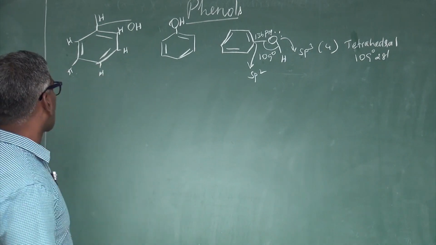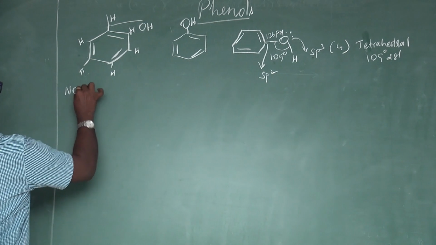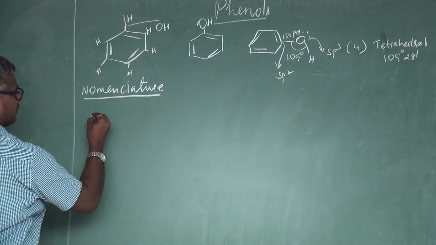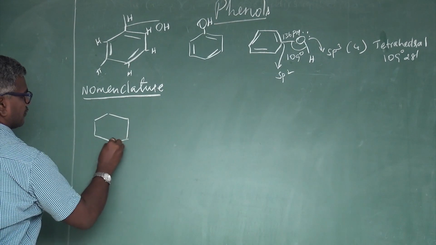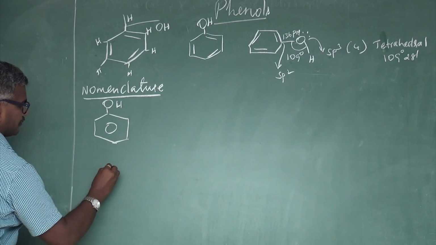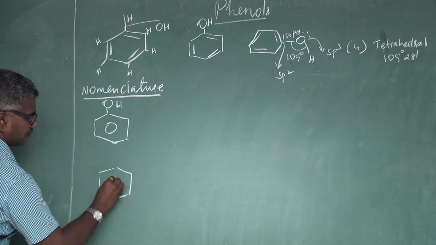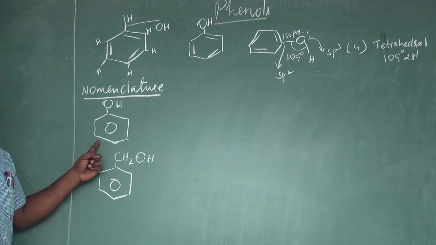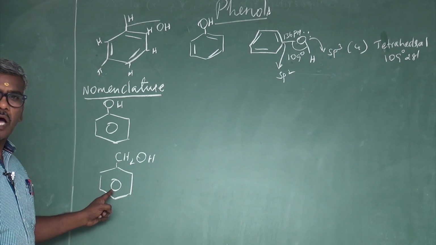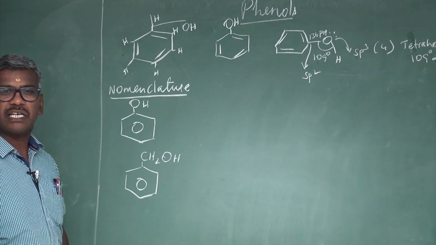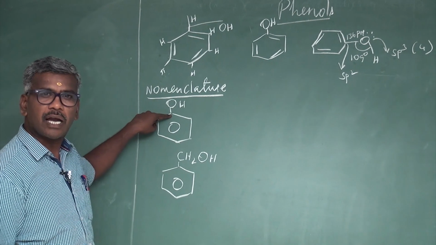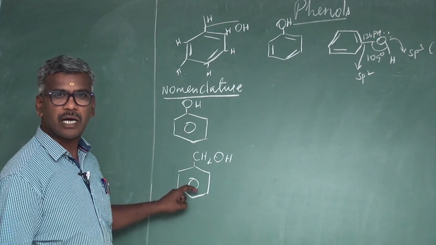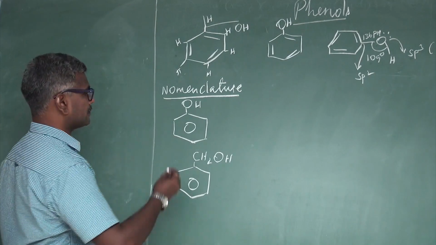Another topic is nomenclature. The simplest name is phenol. Both are aromatic alcohols. But what is the major difference here? In one, the OH group is directly attached to the benzene nucleus. In the other, the OH group is directly attached to the side chain. Both are aromatic compounds. What is the common name?